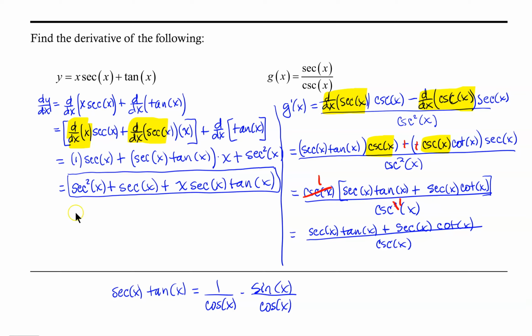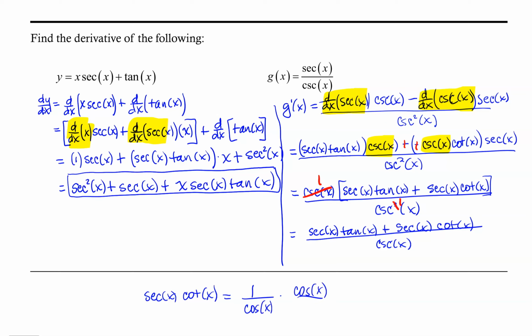And in that form, there's not a whole lot of simplification that can be done, so we'll leave the secant of x times tangent of x alone. Now let's consider our second term, secant of x times cotangent of x. Secant of x times cotangent of x is 1 over cosine of x times cosine of x over sine of x.